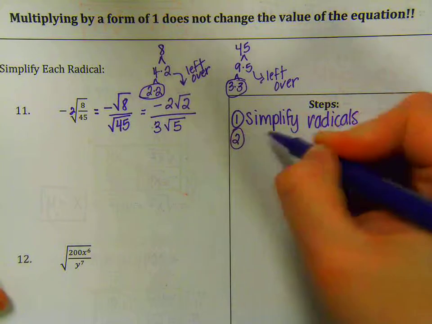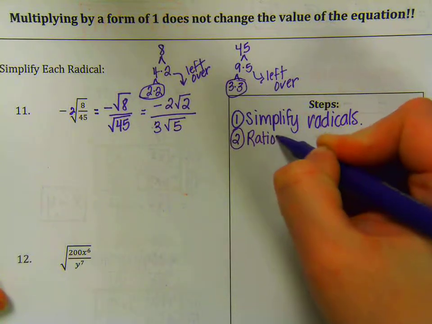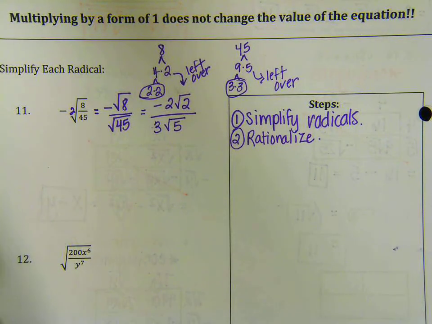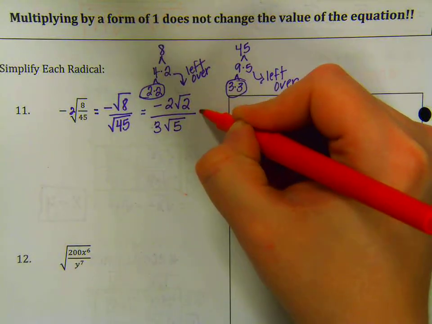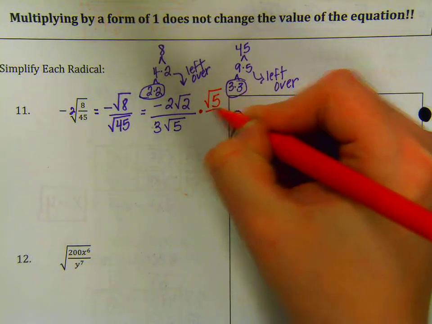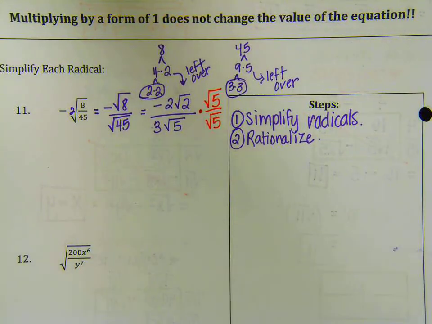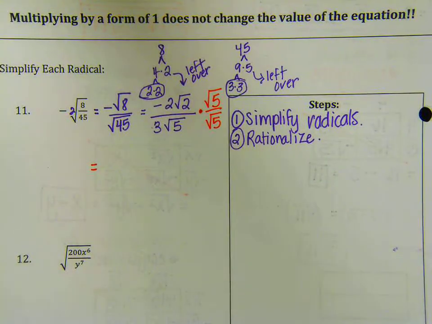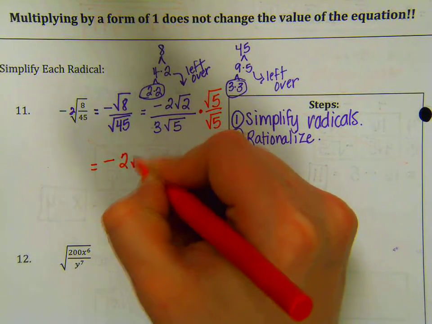Step 2, rationalize. Top of your paper, it says multiply the numerator and denominator by the radical in the denominator. So even though there's a 3 out in front, that's not going to matter. I'm only multiplying by the actual square root of 5. So my radical square root of 5, I'm multiplying the top by the square root of 5. Multiply the bottom by the square root of 5. Yes, good job. So negative 2 radical 10.